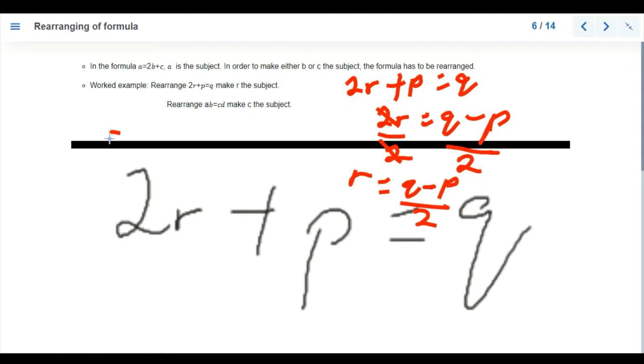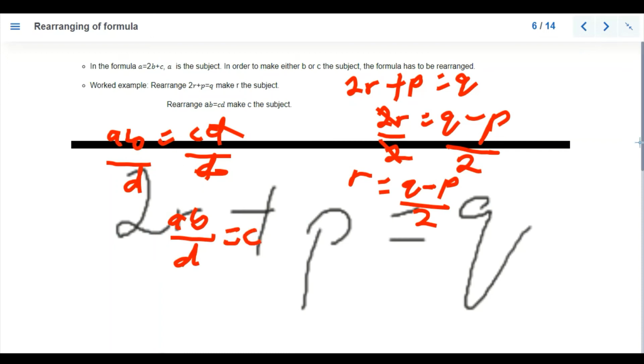For the other one, ab equals cd. We have to make c the subject of the formula. So c alone will stand there. That implies that for c alone to stand there, d must go. And how will d go? We have to divide both sides by d. So divide this side by d, and the other side by d. D will cancel d here. So we have ab over d equals c. So c now is the subject of the formula.